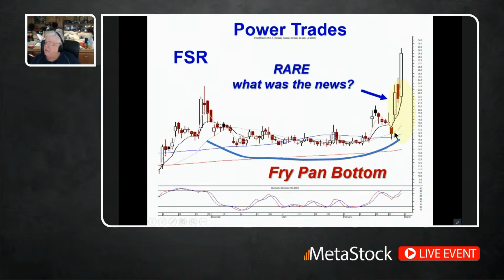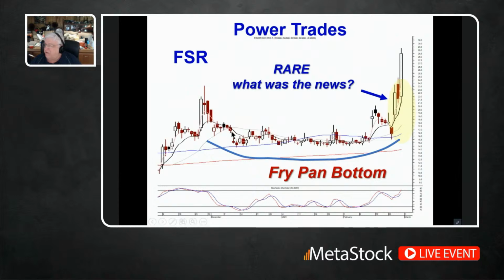Now you add that to a big fry pan bottom. What do we expect at the end of a fry pan bottom? A strong breakout. And if the kicker signal is your strongest individual candlestick signal, you know you have a breakout of a fry pan bottom, even though you might be up toward the higher end of your stochastics. What do we expect coming out of a fry pan bottom? A big price move.